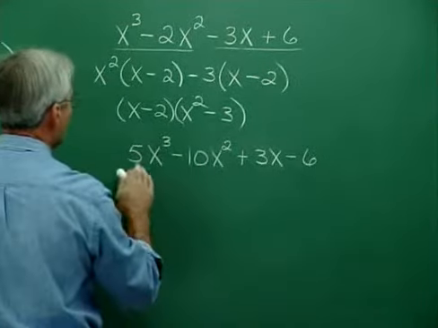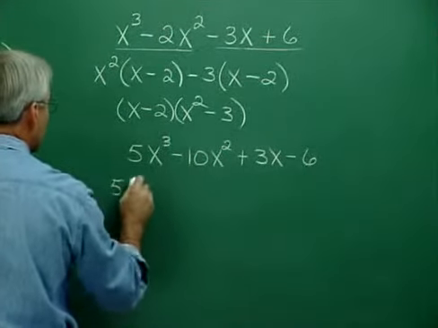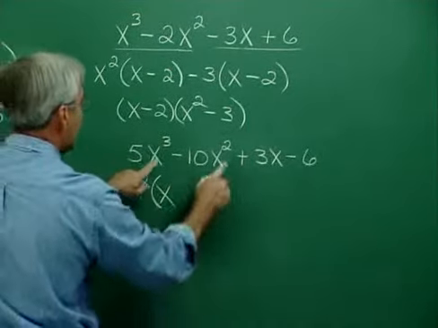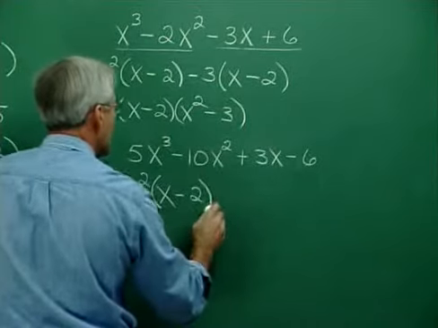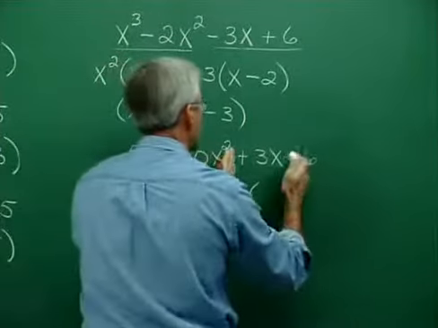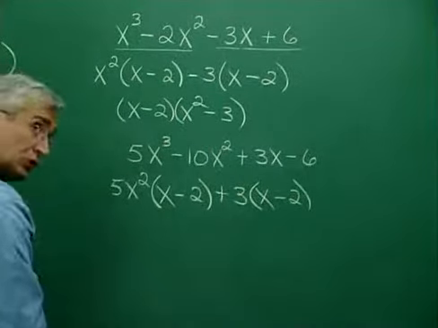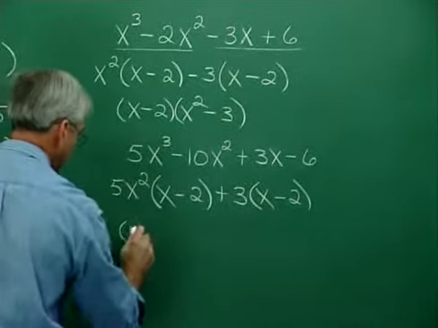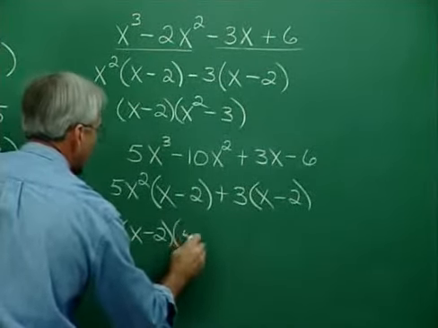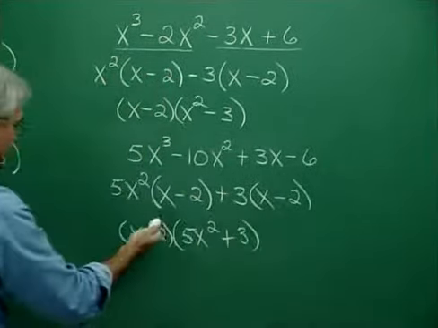All right, for these two, I have, let's see, 5 is a common factor of both terms, and x squared is in both terms, so I'll pull 5x squared out of these two terms. 5x squared out of this term leaves x. 5x squared out of this term leaves minus 2. And for those two terms, I see that 3 is a common factor. When I pull 3 out of this term, I'm left with x. 3 out of this term leaves minus 2. And I have x minus 2 as the common factor in these two terms. When I pull out x minus 2 from this term, I get 5x squared. When I pull x minus 2 out of this, I get plus 3. So here is the correct factored form.